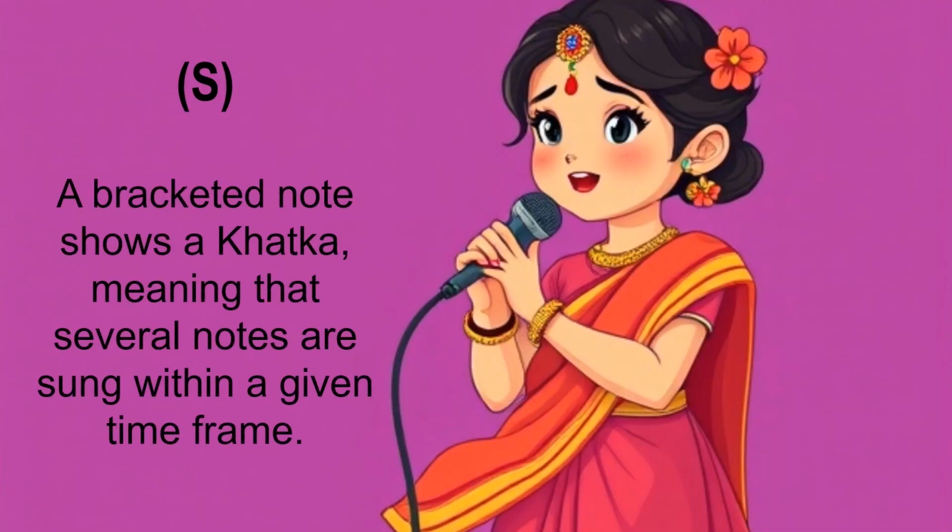Here you can see a bracketed sa. It shows a khatka, meaning that several notes are sung within a given time frame. Let's listen to one example. When you have to sing plain sa, so it will sound like sa. Now I have to sing sa with khatka. It will sound like sa. You see the difference? I'll do it once more. Sa. Now sa.